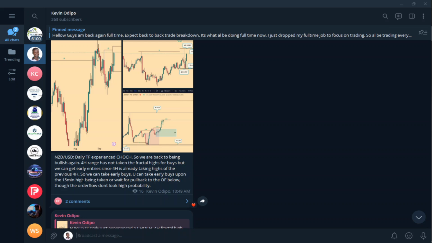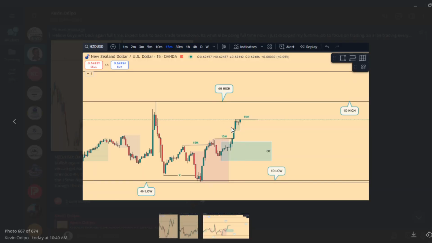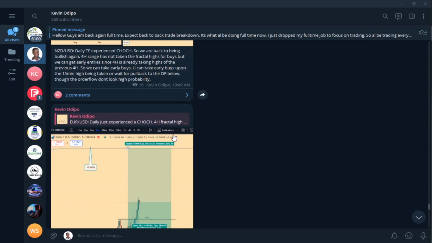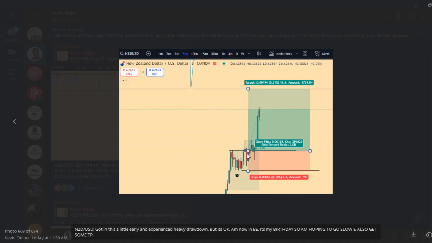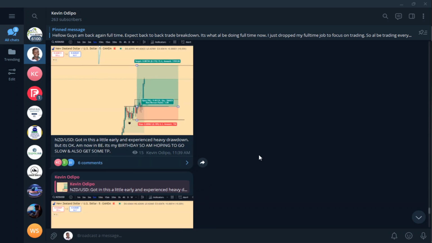You can take early buys upon the 15 minutes high being taken, or wait for a pullback to the order flow below, though the order flow doesn't look high probability. I already made a video on high probability order flow, so this order flow was not high probability. Immediately it was already taking this, and I got an entry. I got an entry also, with very heavy drawdown, because I told you the best option is to wait for a pullback after taking that, and then, to avoid being the liquidity here, avoid being the IDM, you take it on the 5-minute scope.